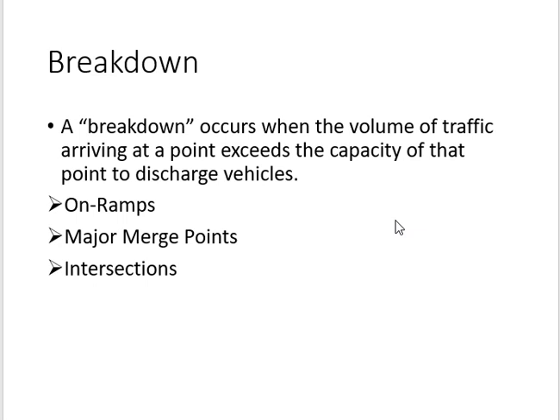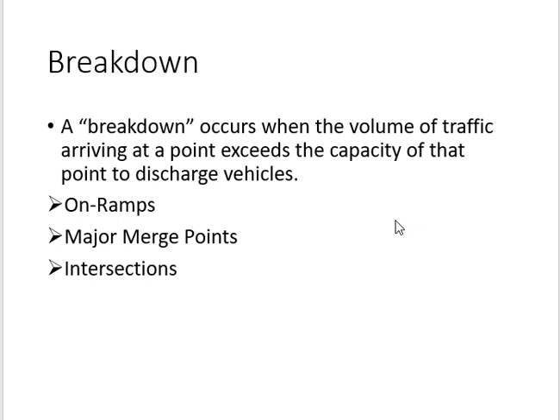The first one is an on ramp. So there's a bridge and people are entering the bridge from a ramp. It may happen that this additional flow from the ramp is more than the capacity of the bridge. So it will create a breakdown.